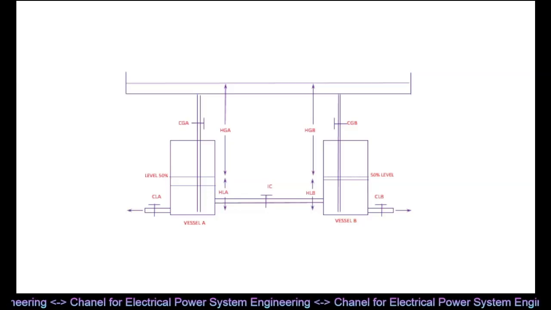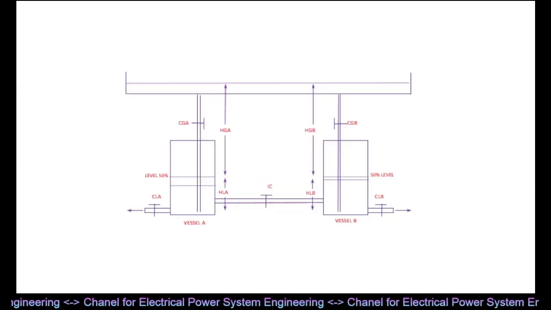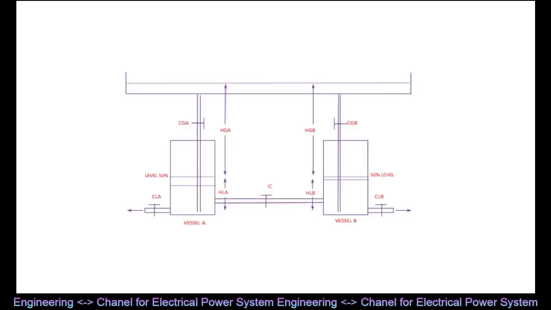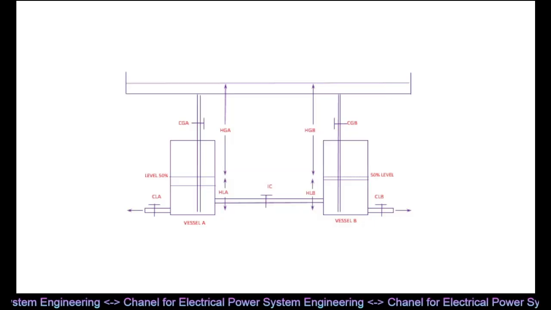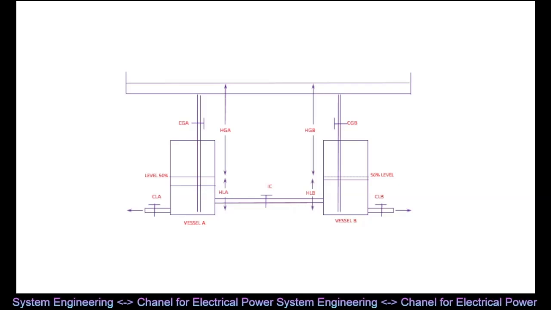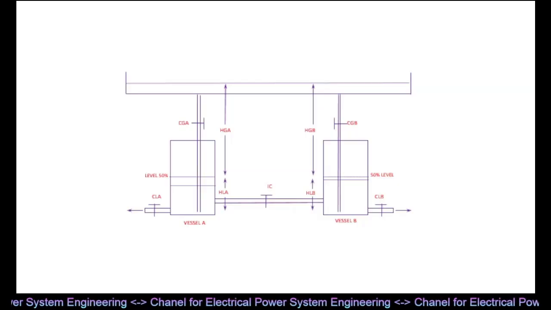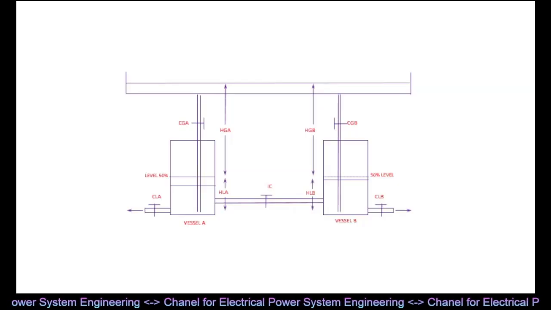Water level in tank A drops because outflow is more than inflow. So inflow through CGA increases due to increased head HGA. Also outflow through CLA decreases due to decreased head HLA. Now the dropped level in tank A will be lower than that in tank B. So some water flows through the interconnecting line from the high level in tank B to the low level in tank A.